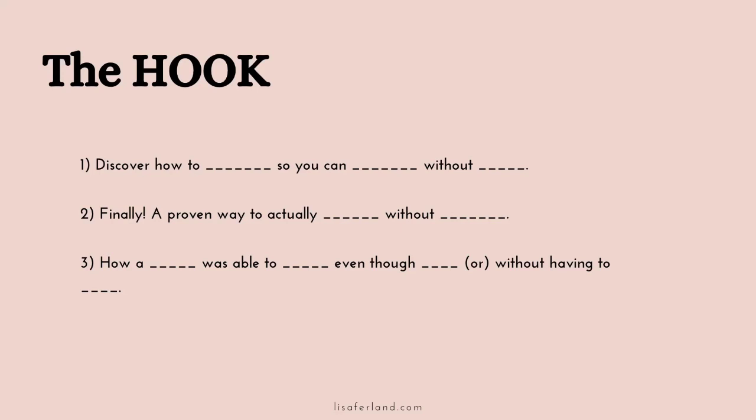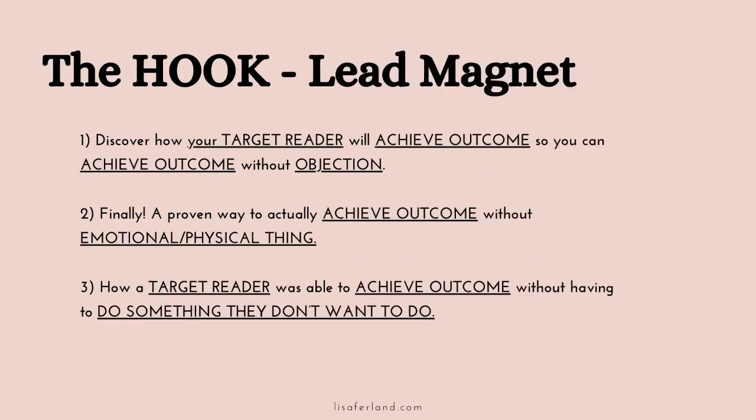Again, we're putting the objections in there to differentiate it so that people can very clearly see why they should grab your lead magnet. Okay, discover how your target reader will achieve outcome so you can achieve outcome without objection. Finally, a proven way to actually achieve outcome without sweating. How a target reader was able to achieve outcome without having to do something they don't want to do.